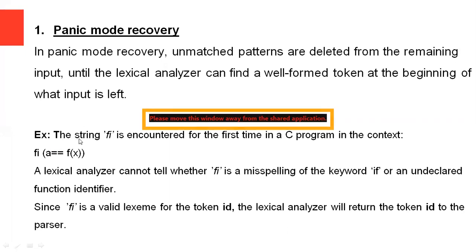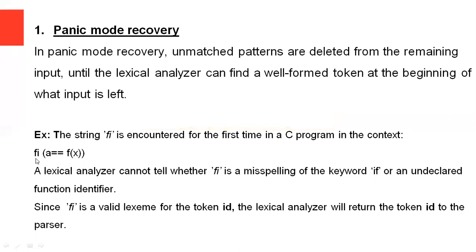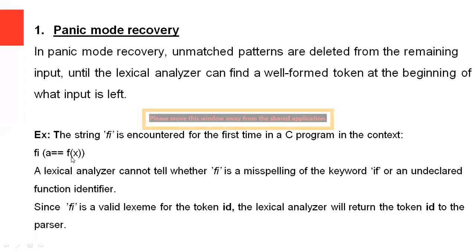Okay, so the string fi, we are having some string fi encountered, which means it is recognized. So while compiling a source program into a stream of tokens by using the lexical analyzer, fi is encountered for the first time in a C program in the context. So for example, the statement is like this: fi of a equals f of x.